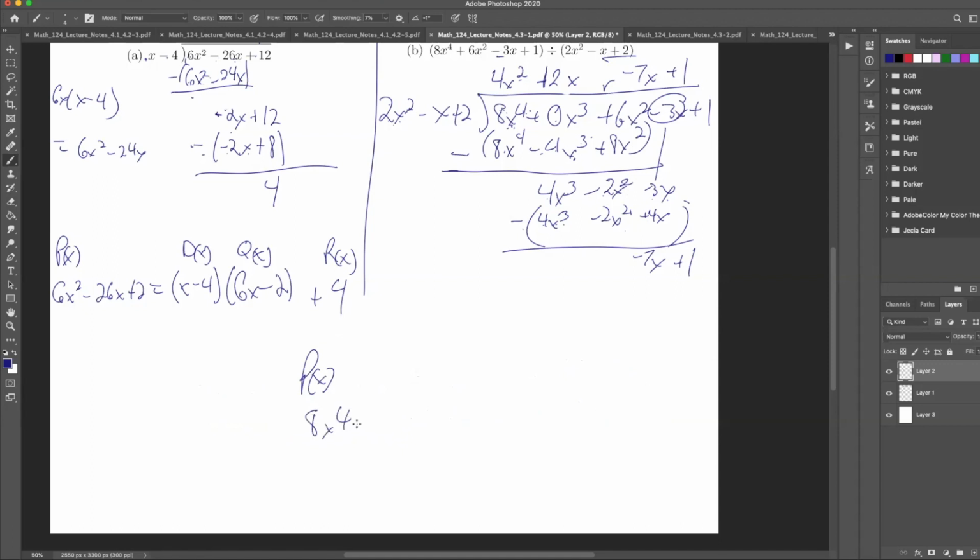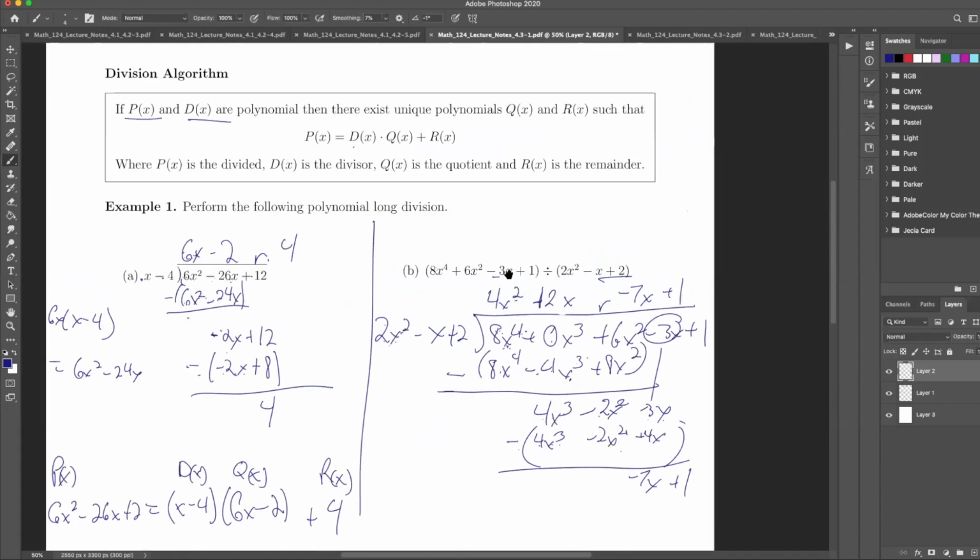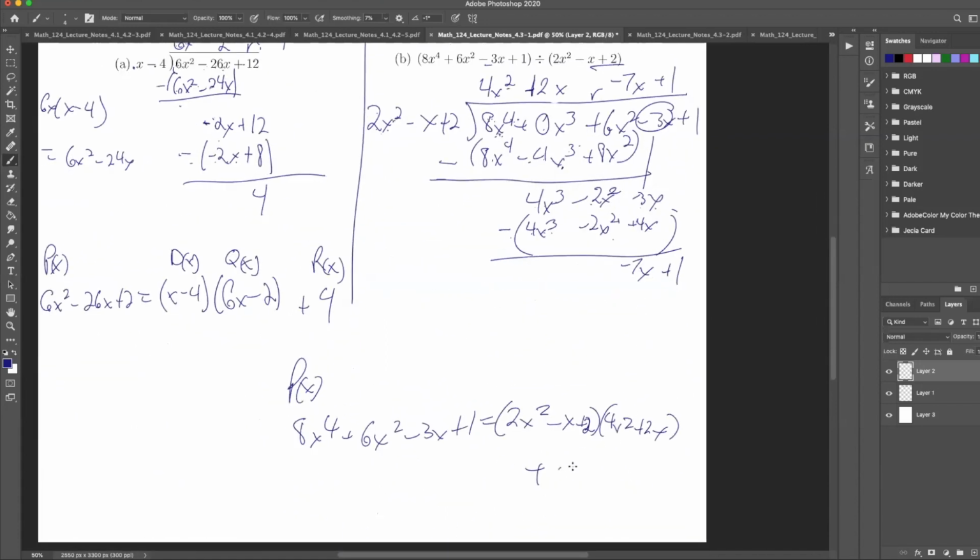So 8x to the fourth plus 6x squared minus 3x plus 1 is equal to my divisor, which is what I'm dividing here, 2x squared minus x plus 2, times that's multiplied by my quotient, which would be 4x squared plus 2x, plus my remainder. Notice it's plus the remainder, and our remainder here is the quantity minus 7x plus 1. Okay. All right, so let's do this again.